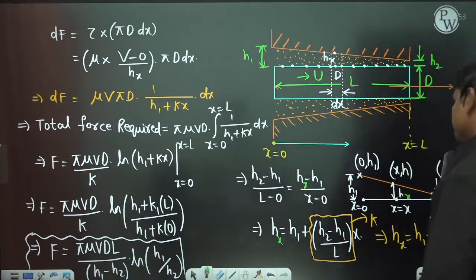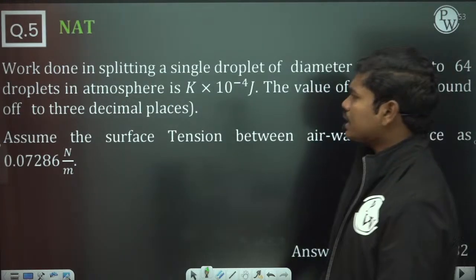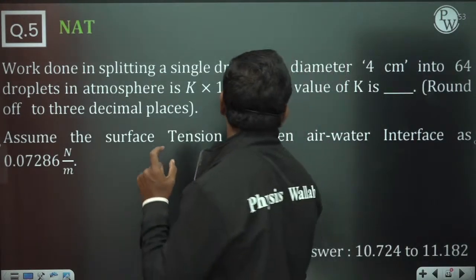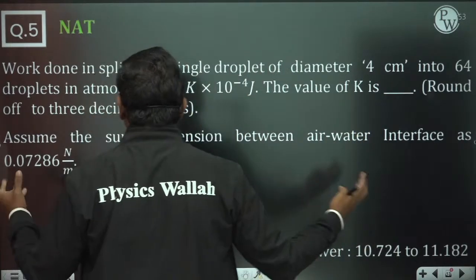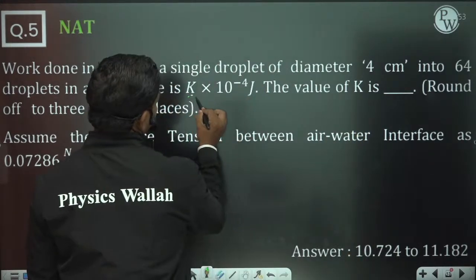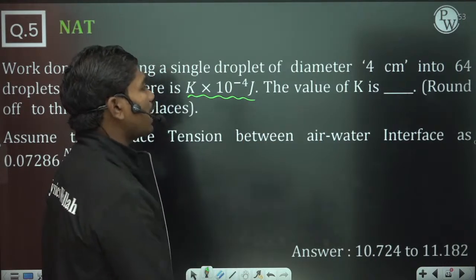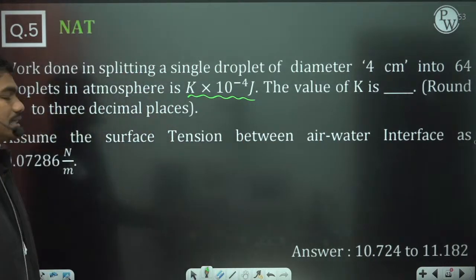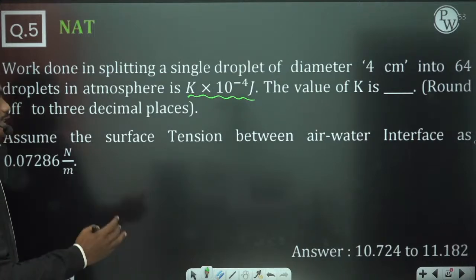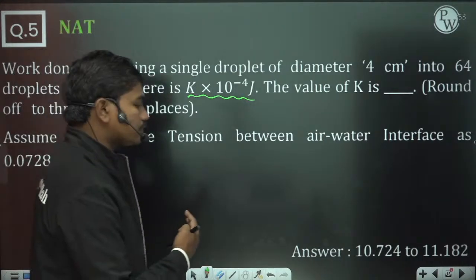Next, solve this. Work done in splitting a single droplet of diameter 4 centimeters into 64 droplets in atmosphere is k into 10 to the power minus 4 joules. The value of k is dash, round off to 3 decimal places. Then they have given you some data. Assume the surface tension at the air water interface is something.